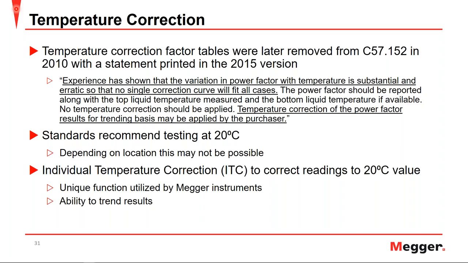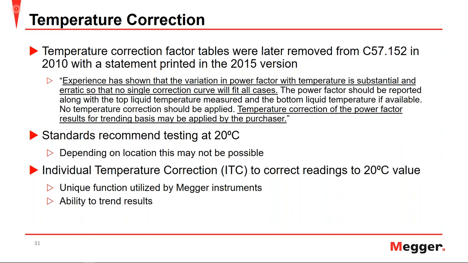In the last sentence, we have that temperature correction for power factor results for trending basis may be applied by the purchaser. So the standard recommends performing the test at 20 degrees C, but as we know, depending on the location, this may not be possible. As you go further north, it's likely to be colder, and if you're in Texas, like I am, then it's likely to be hotter.